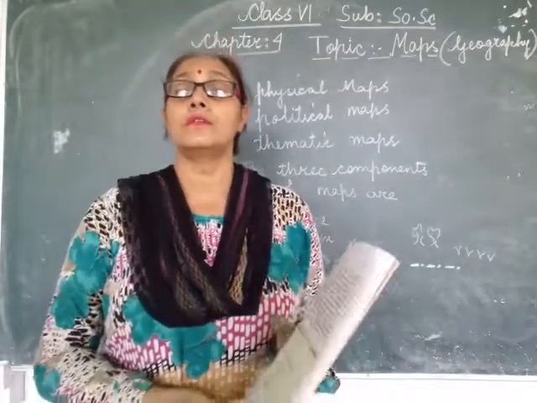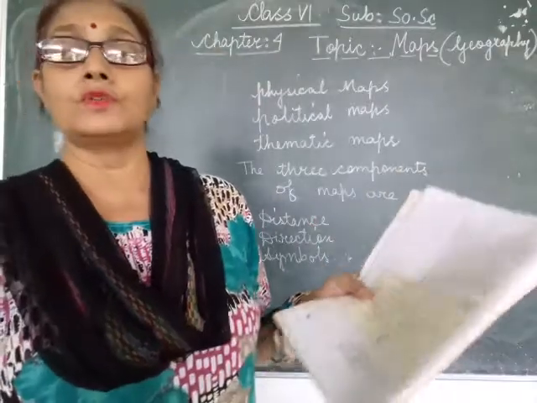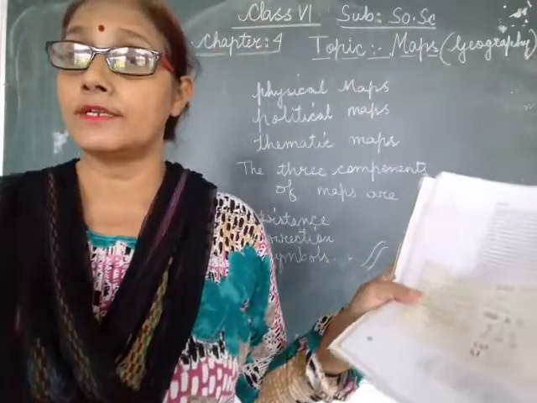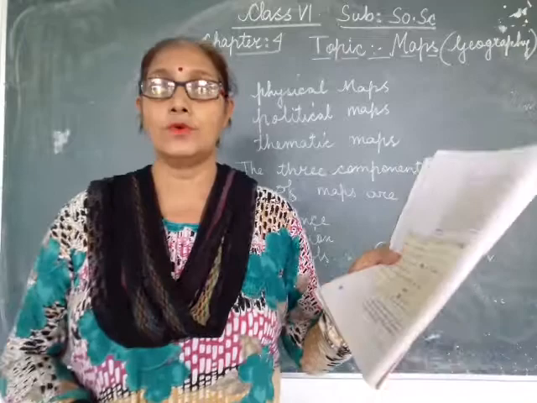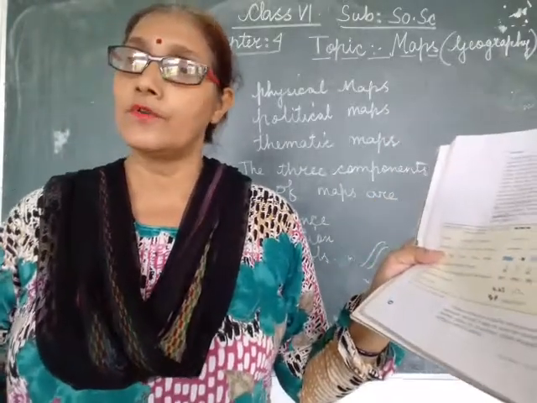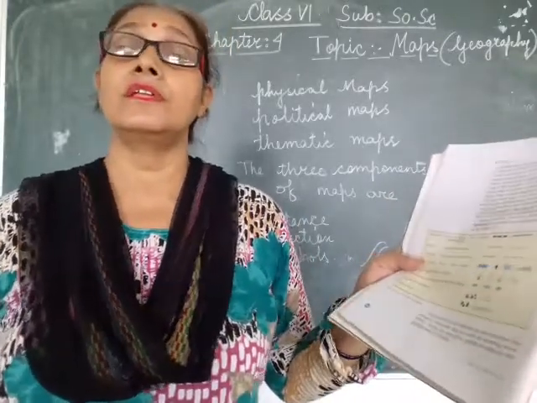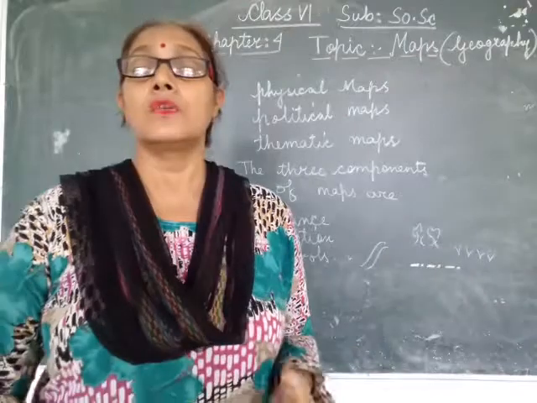Now, different colors are also used for the maps. If water has to be shown on the map, blue color is used: dark blue for more water, light blue for less water. Then if mountains are there, brown color will be shown. For plateaus, yellow color is used. And for plants, for the greenery, green color is used.